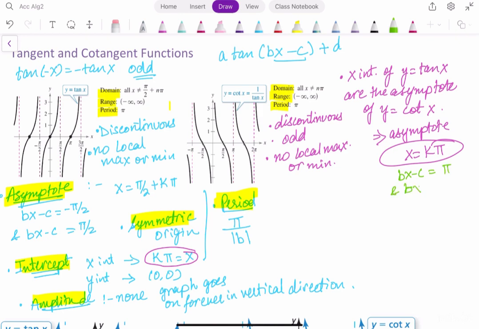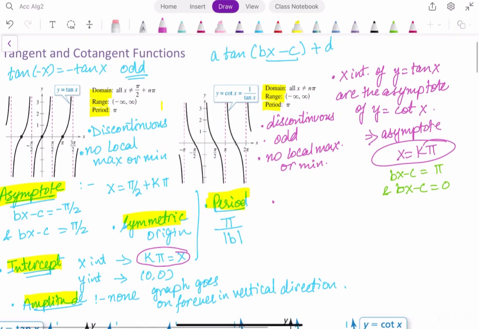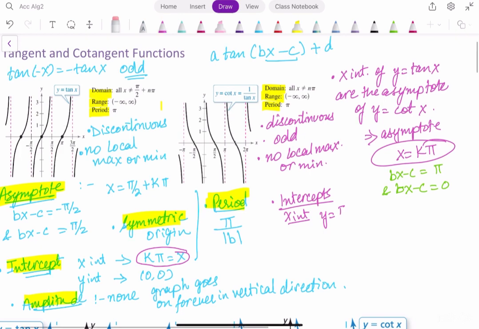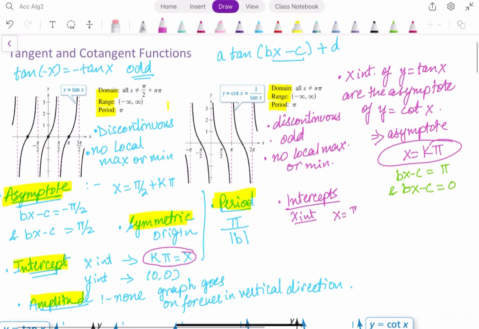How to calculate? Algebraically it will be bx minus c is equal to pi, or bx minus c is equal to 0. That will give you the asymptotes. Why pi and 0? Because when we are talking about the cotangent, the cos is in the numerator, and when we are talking about the cos, we are talking about 0 and pi on the x-axis. And the reason why for the asymptote for the tangent we consider negative pi over 2 and pi over 2 is because those are the cosine zeros, and in tangent the numerator is the sine function, right?